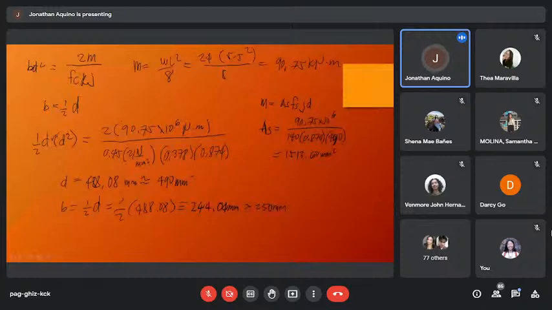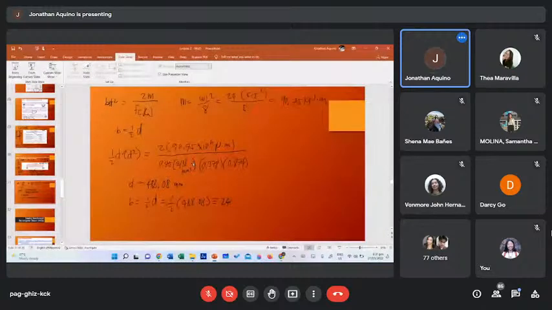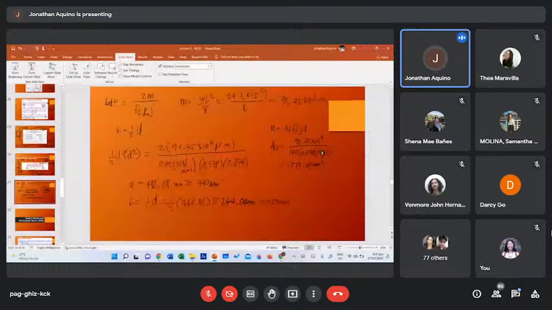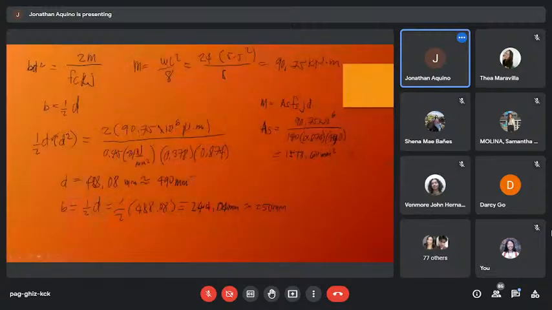Ano ba yung tanong sa problem? Ang tanong sa problem is design the beam. Okay. So let's say we are going to use 25 millimeter bars.